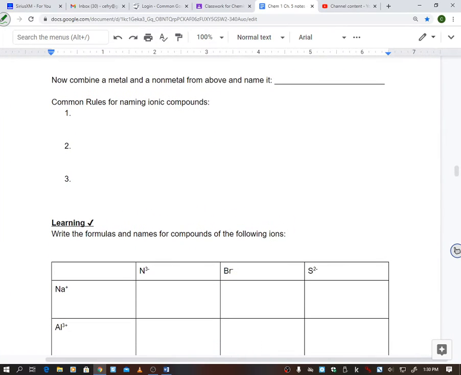All right, now combine a metal and a non-metal from above and name it. So this is up to you guys. I'm just going to pick some. Remember, opposites attract, so it has to be a positive and a negative. We can't put 2 negatives together because their valence electrons won't work out, and they will not be happy with complete outer shells and stable. So it has to be a positive and a negative because of that. So I'm going to pick barium and nitrogen, and I'm going to name it barium nitride. Because it's positive, we don't change that name. Now you could pick different ones, aluminum nitride, whatever you want.